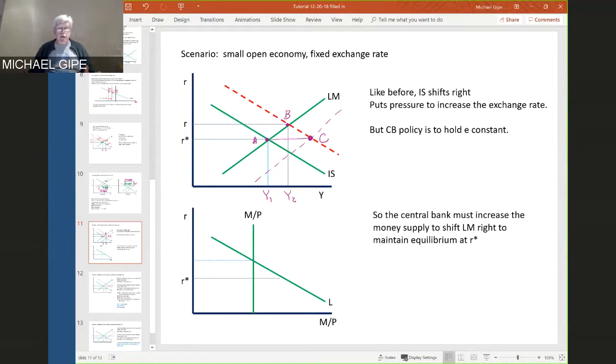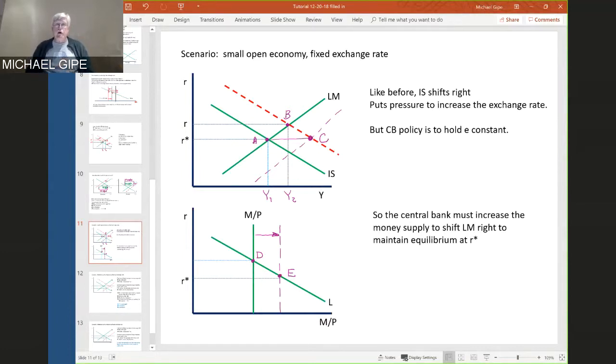The way you do that is by increasing the money supply. And so the central bank is going to throw out some more money into the economy. It's going to shift the real money supply out to the right, just enough that the LM curve will shift to the right to bring the interest rate that brings things into balance again back to the same real world interest rate. So we're going to go from this point down to this point.